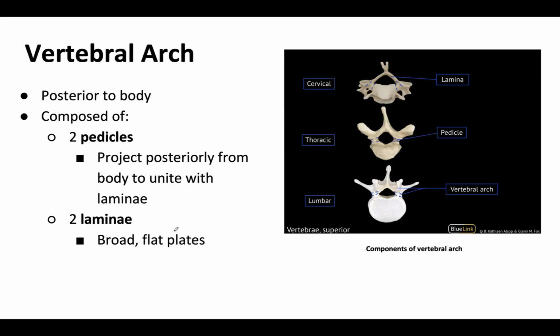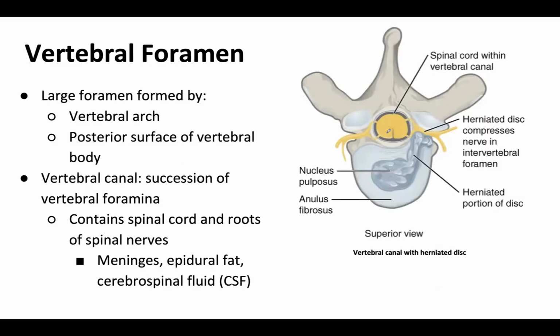The vertebral arch is posterior to the body of the vertebra and consists of 2 short pedicles that are going to project posteriorly. The pedicles meet 2 broad flat plates of bone. These are called the laminae, and the laminae meet in the midline. And when you put the body and the pedicles and the laminae together, you get the vertebral foramen, which is that relatively large hole in the middle of the vertebra.